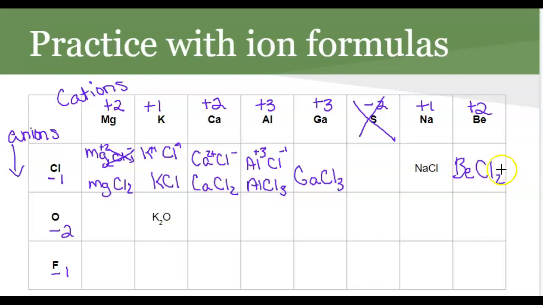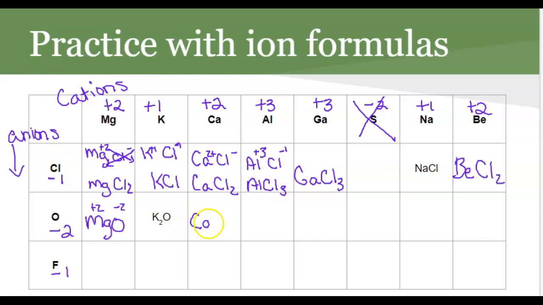So this is roughly how you go through and write ionic formulas. MgO, because Mg was a plus 2, oxygen was a minus 2. Again, also notice that I'm always putting the cation first and the anion second. You always put the positive first and the negative second.